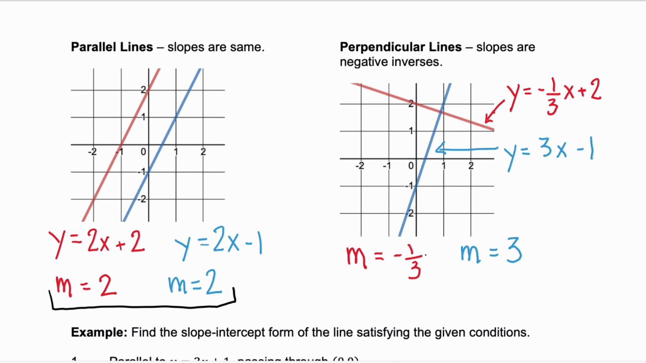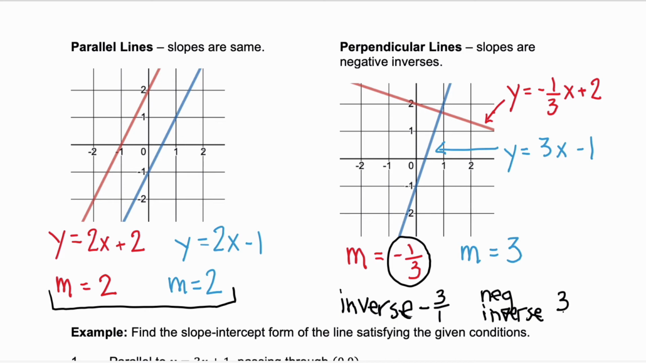Remember what an inverse is? If you take this fraction, 1/3, the inverse just means switch the numerator and denominator, or you get -3/1. Well, to be a negative inverse, you would convert that negative sign to a positive. So you'd have 3. And look, the slope of the second line was 3. So they're negative inverses of each other. Or another way to check is to multiply the two slopes. m1 times m2 equals -1 when you multiply them.